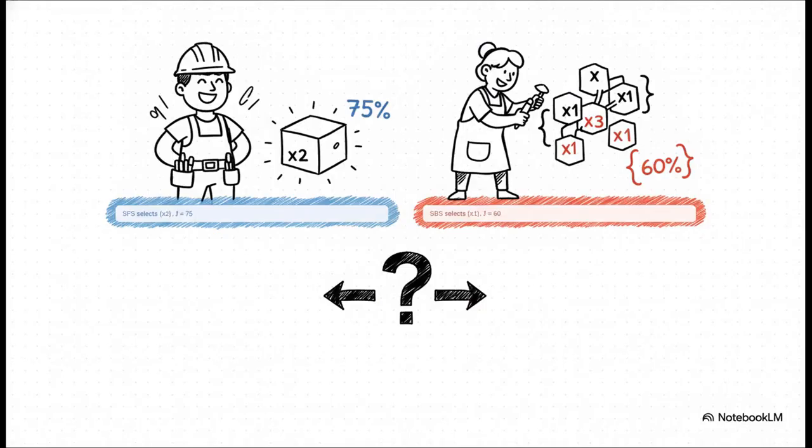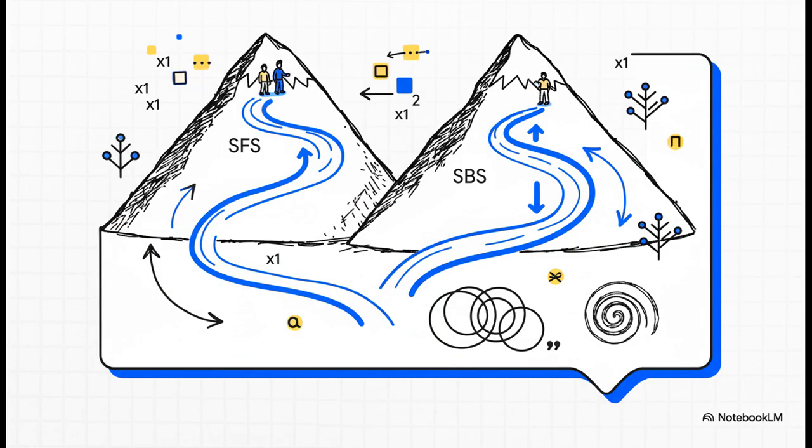And, whoa, look at this. When we ask SFS, the builder, to pick this single best feature, it looks at them individually and grabs X2 because it has the best solo score. Makes sense. But SBS, the sculptor, works backwards from the full set and it ends up deciding to keep X1, which has a much lower solo score. They totally disagree. This right here is the big twist, and it's called the nesting problem.